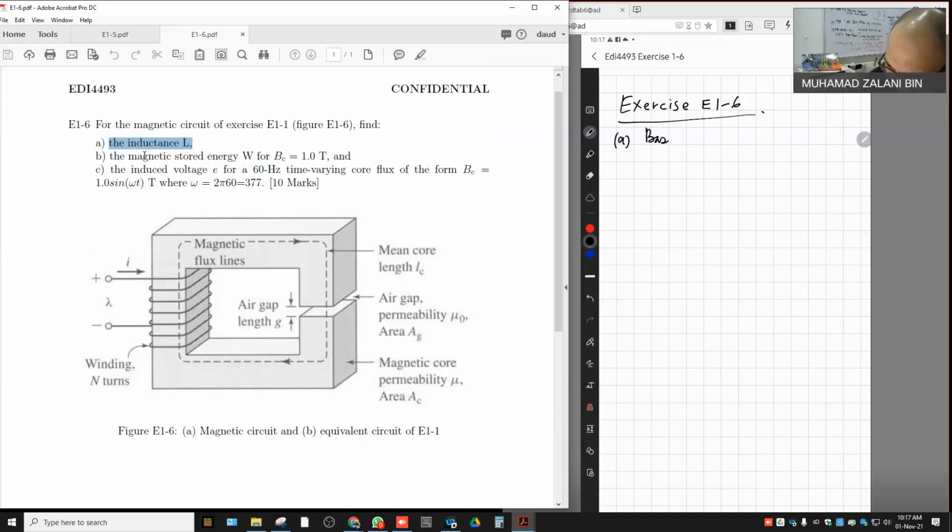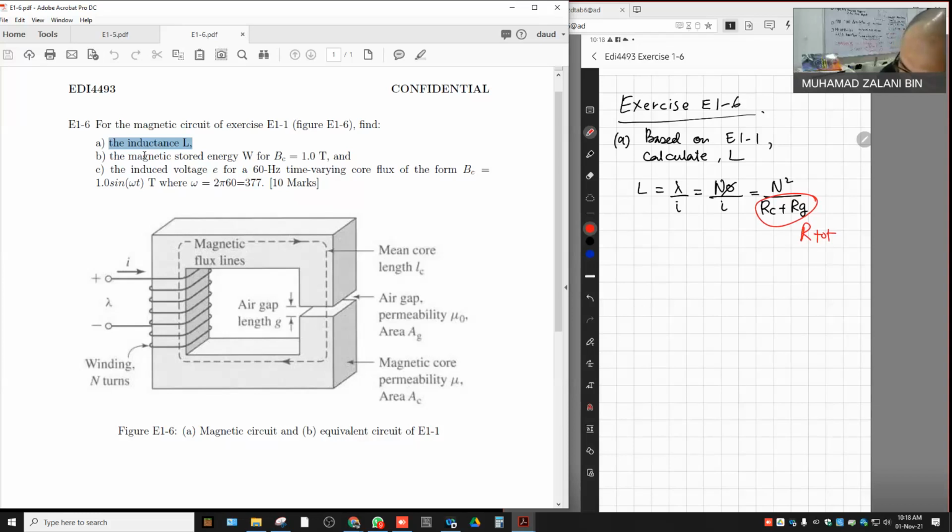A: based on E1-1, calculate L. Before this, we didn't calculate L, so now we are going to calculate L. Remember the equation of L is lambda over I. We can further compute it in terms of n phi over I, and then finally n square over RC plus RG. We just need to follow the previous discussions. So L is n square over RC plus RG, which is R tot.